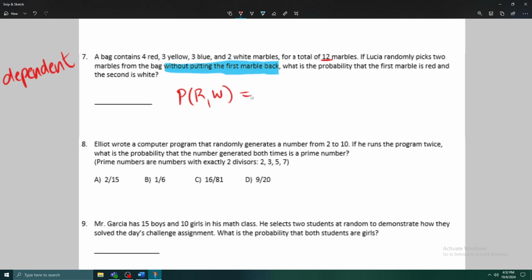So I'll be a little bit more formal. I'll give you the quote-unquote formula, or I'll kind of use the formula of dependent events to frame this one out.